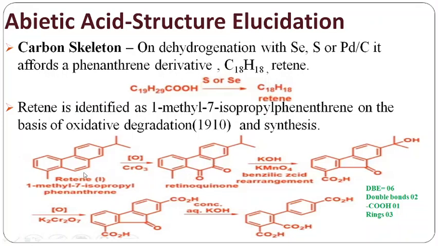You can see that it is converted into a dicarbonyl compound, which on reaction with KMnO4 in the presence of KOH undergoes benzilic acid rearrangement, resulting in the formation of this compound, which on oxidation with potassium dichromate converts into this dicarboxylic acid. Again, on reaction with concentrated aqueous KOH, it converts into a tricarboxylic acid.